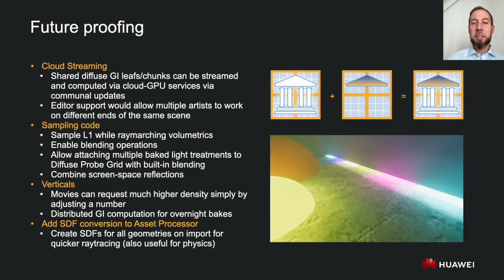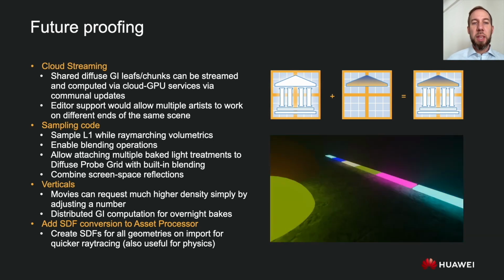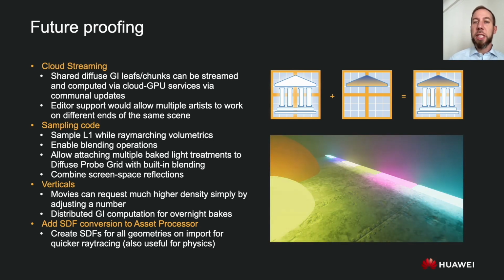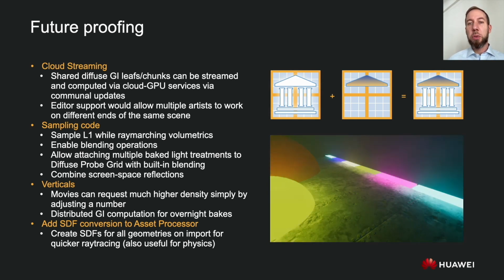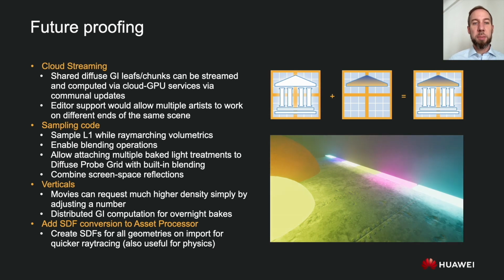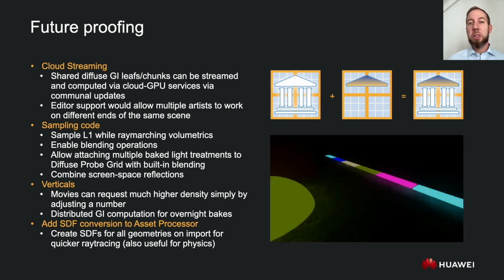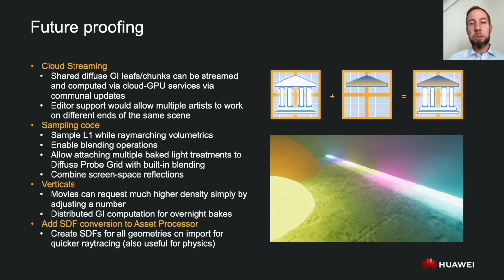Finally, I want to highlight some important developments for the future. Diffuse GI, once a streaming and sharing architecture is in place, can be requested as a service where one could rent additional virtual GPUs to get any baking task done more quickly. There are also a few opportunities when it comes to the sampling code itself.